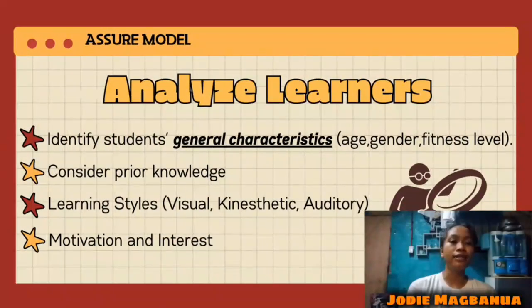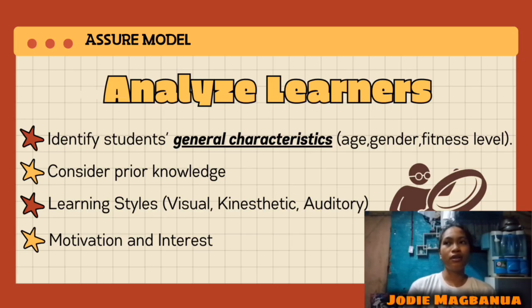First is the letter A, which is to analyze learners. Before planning any lesson, as a teacher, we need to understand who our learners are. What is their age, their gender, are they boys or girls? And in teaching physical education, we need to know their current fitness level. Do they already know the skill we're teaching, or is it their first time to encounter this skill?